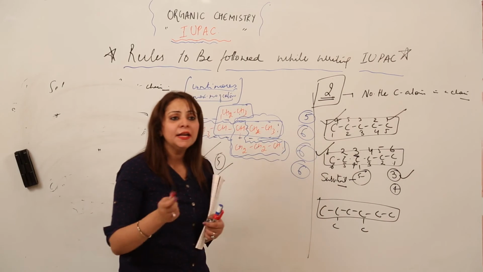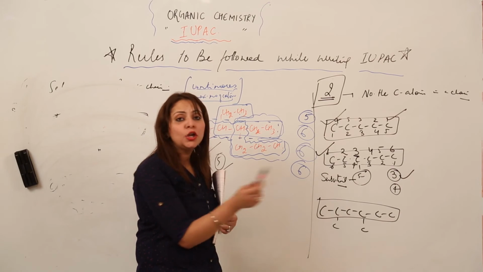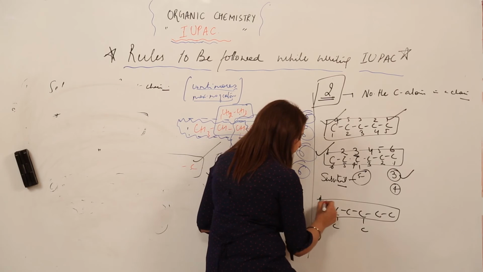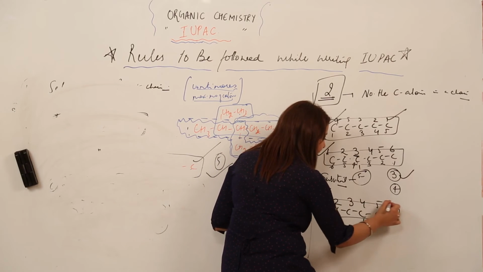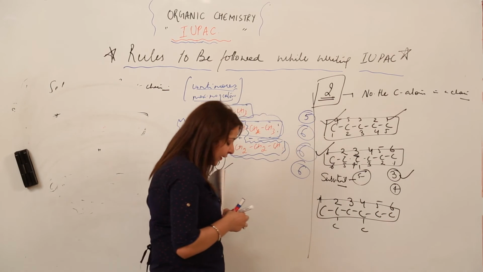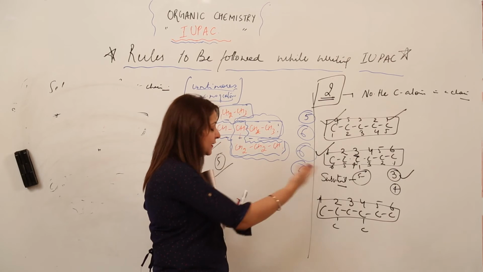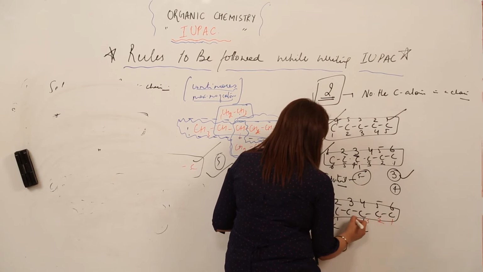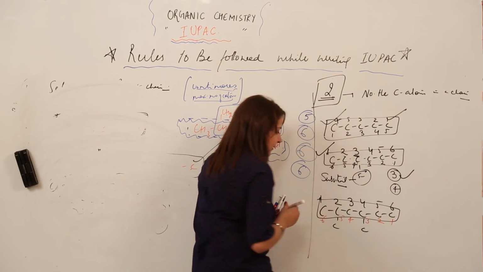So how can I number it? I can number it from this side also, I can number it from that side also. So let's do it. 1, 2, 3, 4 and 5 and 6, right? And if I do it from the bottom, or you can say from that side, it is 1, 2, 3, 4, 5 and 6, right?